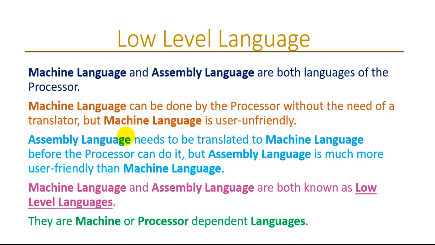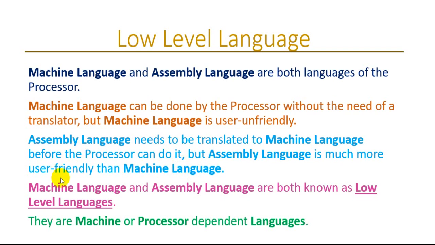And if you look at the two languages, machine language is user unfriendly because it's all zeros and ones and zeros and zeros and ones, very difficult for us to read. Whereas assembly language is much friendlier than machine language, because this allows us to write things in English-like words and decimal numbers, add and subtract and so on.